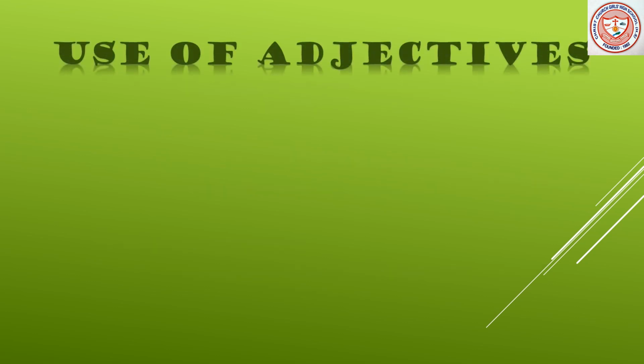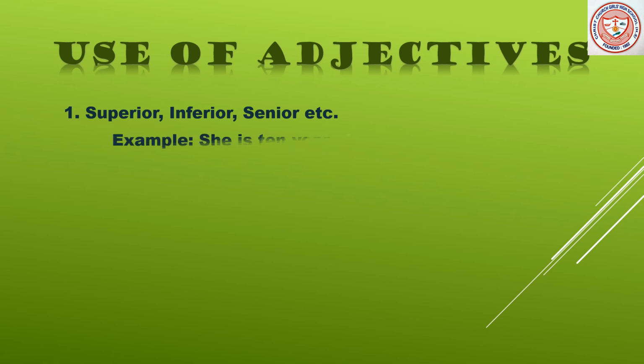Now we will be talking about use of adjectives. Number 1. The words superior, inferior, senior, junior, prior, anterior, posterior are always used as comparative degree, but they are followed by to instead of than. Example: she is 10 years junior to me.